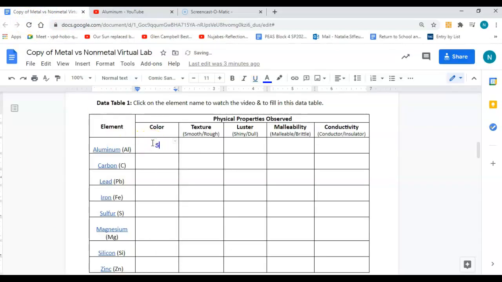In terms of color, it's silver. Texture, it's smooth, doesn't appear to be rough, and then it's shiny. Luster describes shininess. If light's not reflecting off of it, we would say it's dull. In this case, it's shiny. Now we're going to move on to malleability.